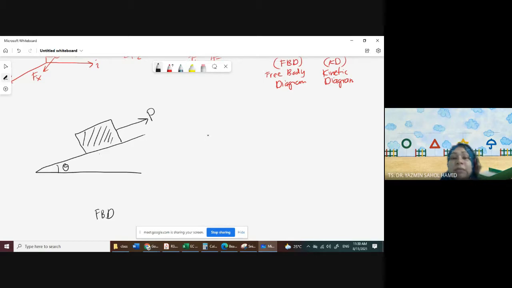What is the mass? The mass gives the weight. Weight is equal to mg, which means the mass multiplied by gravity, which is 9.81 meters per second squared. Now for this block here, what is the direction of the weight? Let's say I have two diagrams here.